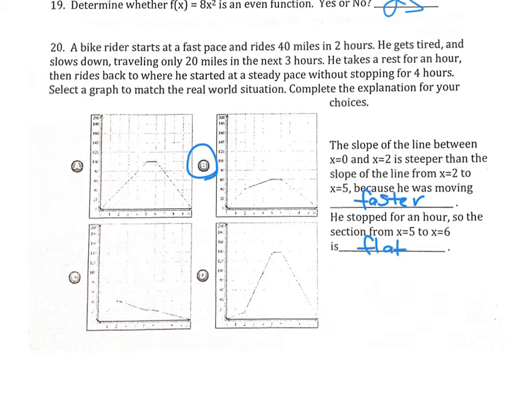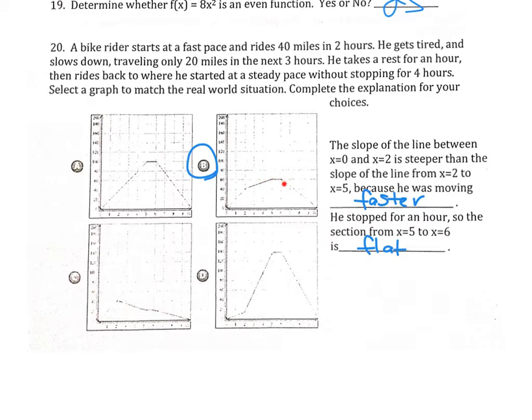Set a graph that matches. Okay, I picked this one. You can barely see it, but what happens is he starts off pretty good. He's going pretty good. Then he slows it down, so it's not as steep. It's steep at first, then not as steep. Then it flattens out, that's where he's resting.